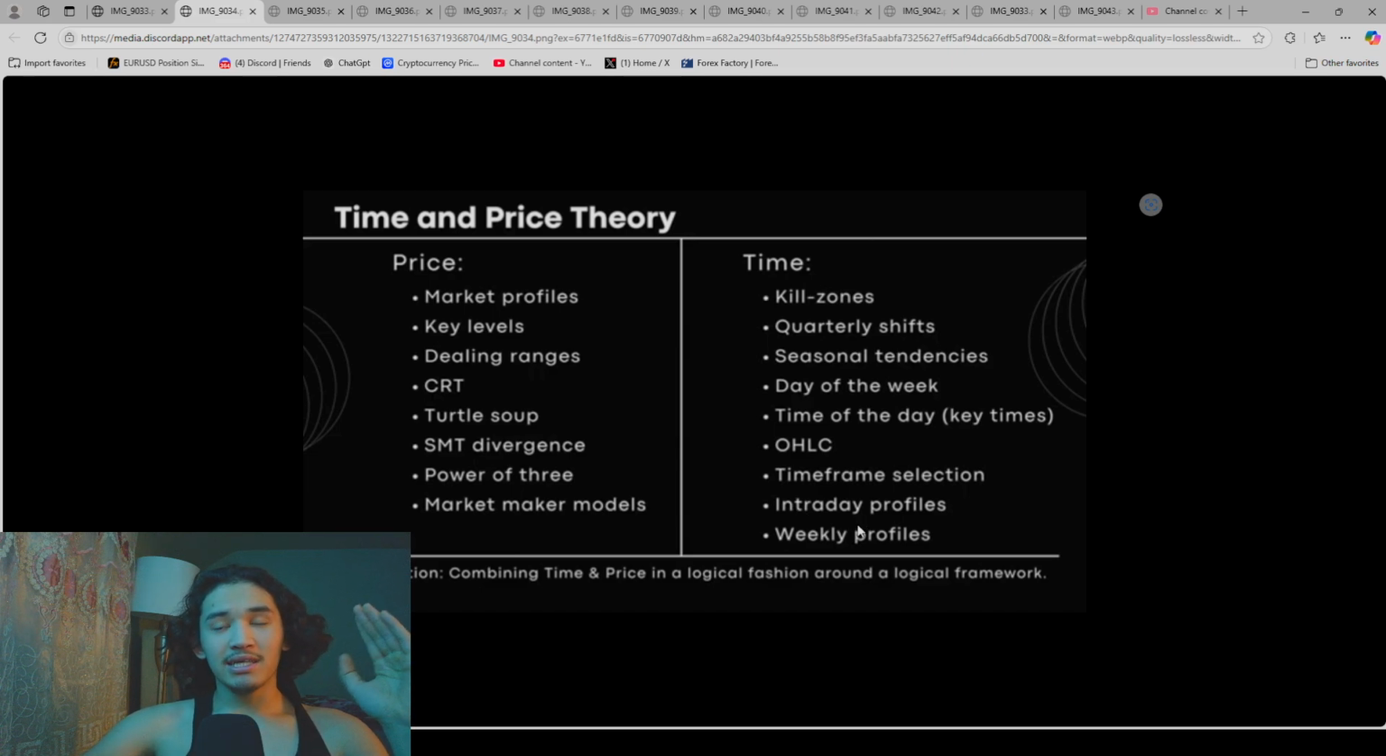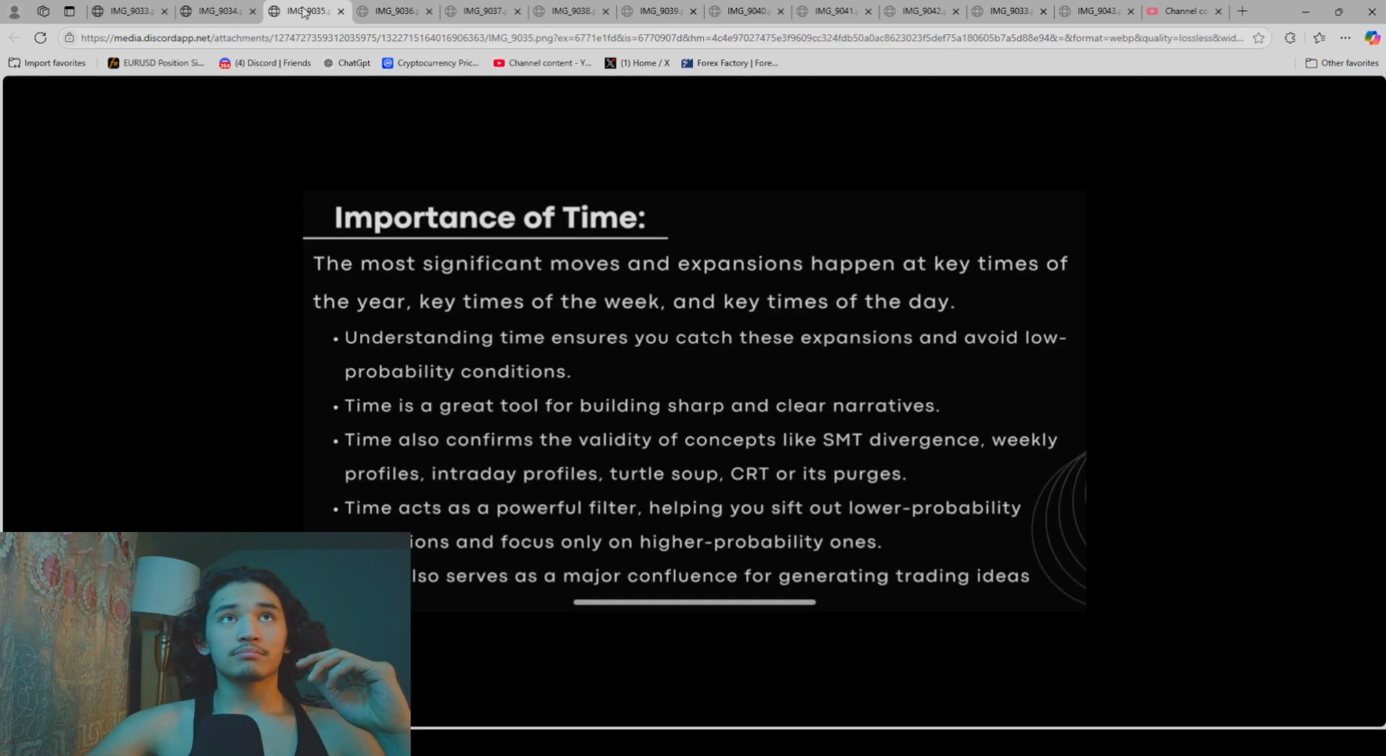Intraday profiles, basically daily profiles, are a time concept. Weekly profile is a time concept. Basically, this weekly open, high, low, close concept is the intraday, the daily profile. It could be applied for the daily, for the weekly, for the monthly, for the yearly, right? We were talking about that as well, right?